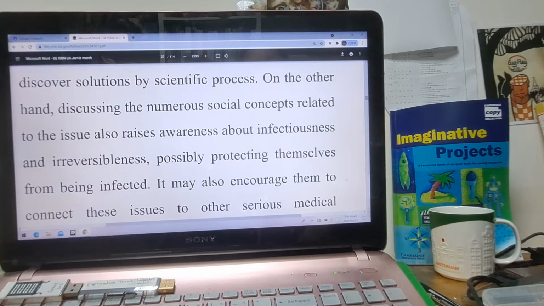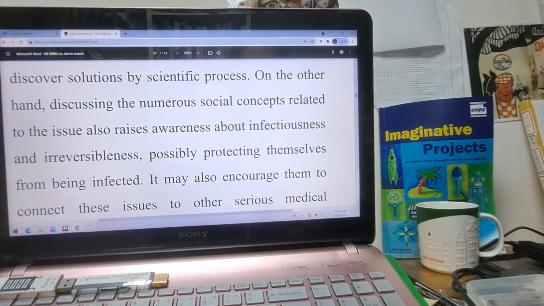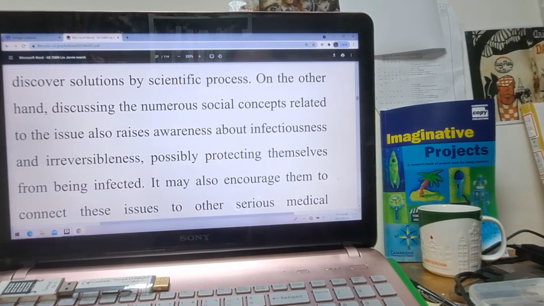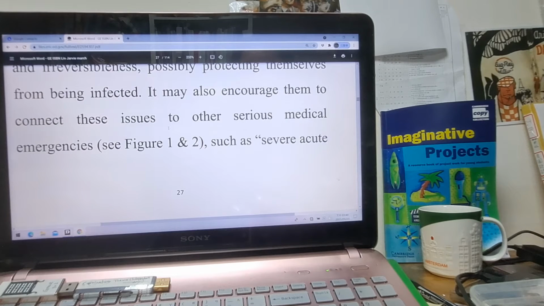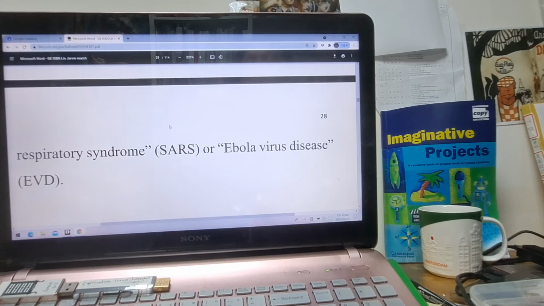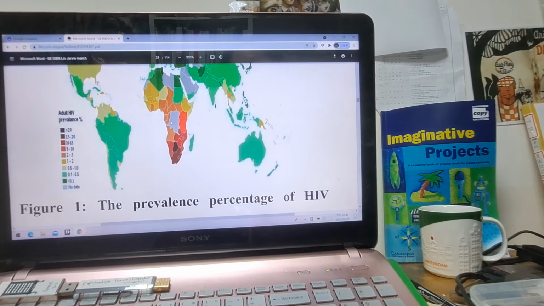On the other hand, discussing the numerous social concepts related to the issue also raises awareness about infectiousness and irreversibleness, possibly protecting themselves from being infected. It may also encourage them to connect these issues to other serious medical emergencies, such as severe acute respiratory syndrome, or Ebola virus disease, or COVID-19, that is about coronavirus.